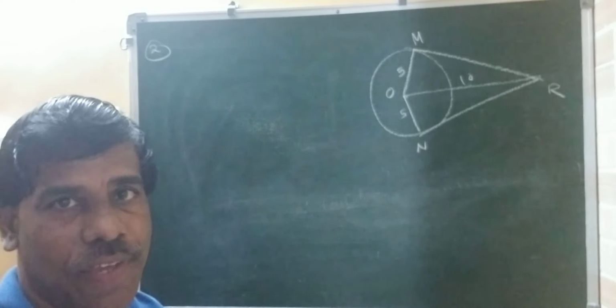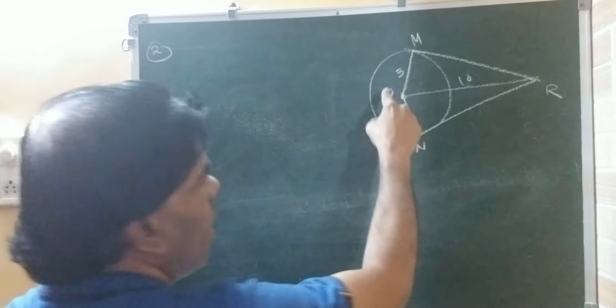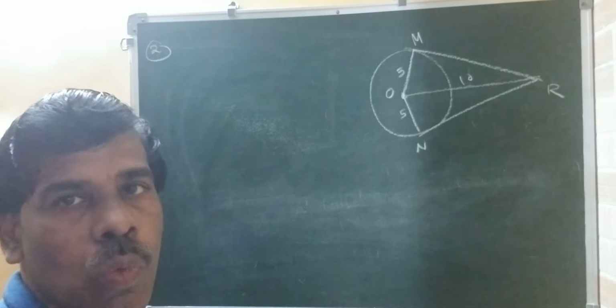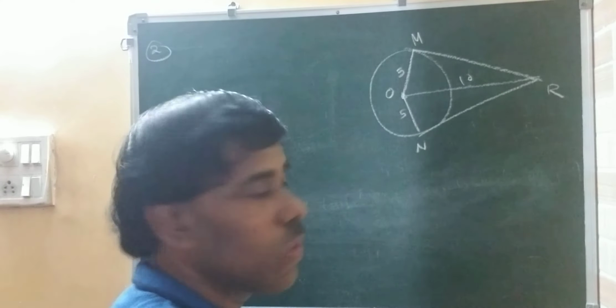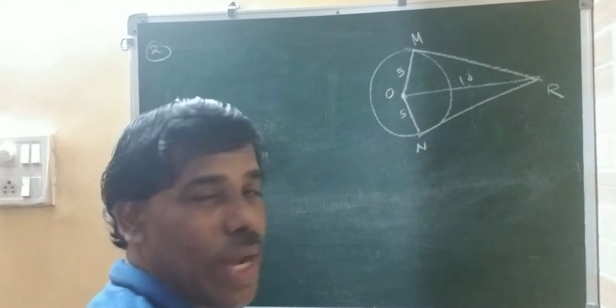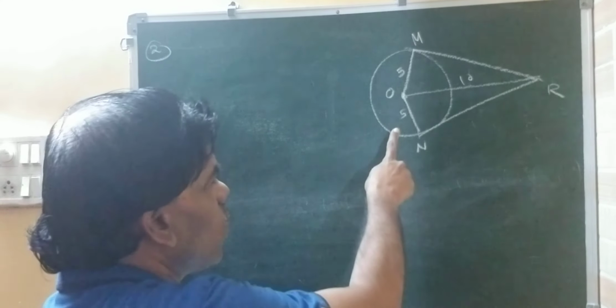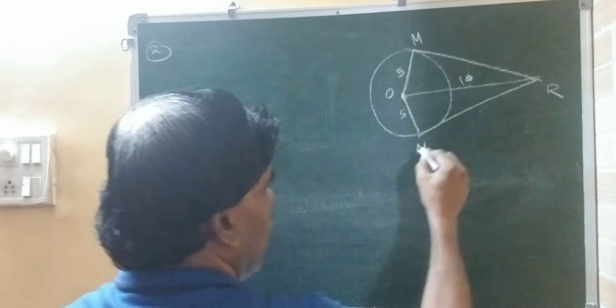Now look at this figure. There is a circle. And what is the center? O. So what is OM? OM is a radius. What is the radius? 5 centimeter. So what is this? This is also a radius. Radii of the same circle are equal, so it is also 5 centimeter. This is given 10.